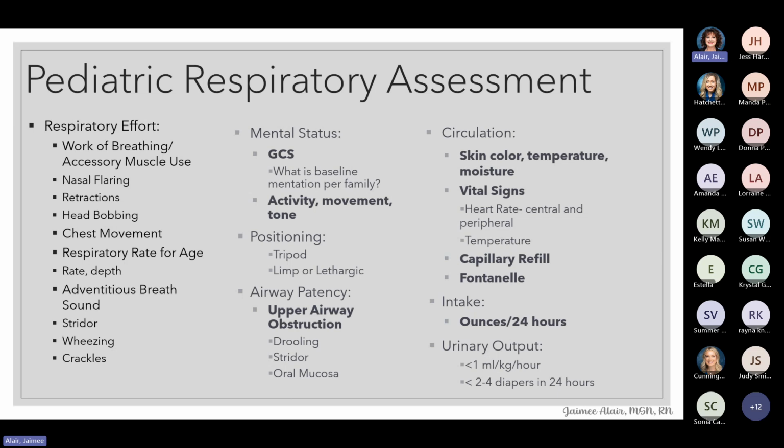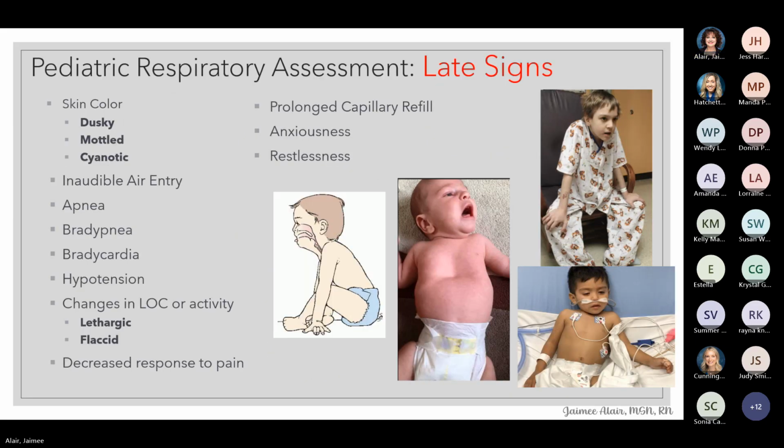And then assess their capillary refill and their fontanelles. In triage, that is something that we should be assessing on every patient. As you're getting a blood pressure, go ahead and check capillary refill in that moment so you have an idea of what it looks like. Feel their fontanelle as you're doing your assessment or asking your questions, just to see what it feels like, if it's bulging, if it's sunken. All of these put together with your normal things, how your lungs sound, how they're breathing, all of that will tell you a story about their respiratory assessment.